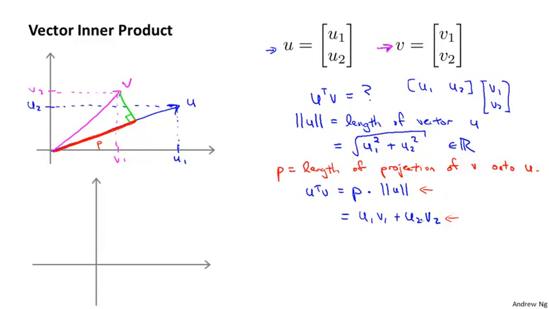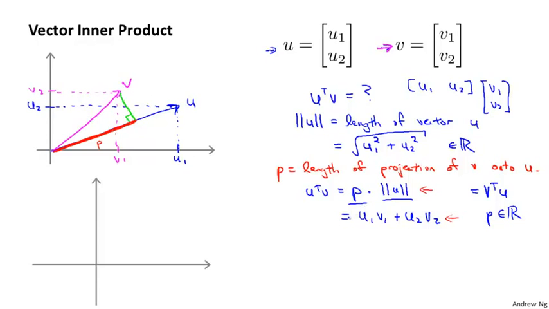And by the way, u transpose v is also equal to v transpose u. So if you were to do the same process in reverse, instead of projecting v onto u, you could project u onto v, then do the same process but with the roles of u and v reversed, and you should actually get the same number, whatever that number is. And just to clarify what's going on in this equation, the norm of u is a real number, and p is also a real number, and so u transpose v is the regular multiplication of two real numbers, the length of p times the norm of u.